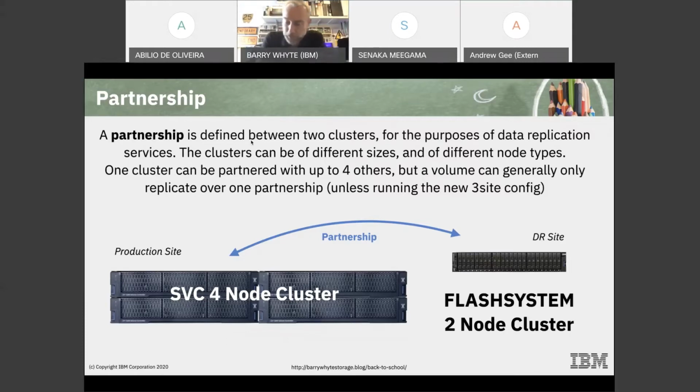The caveat on this, and I haven't covered too much of that in this, is the new 3-site configurations that we're supporting as of earlier this year. And there are some links to some red papers talking about those at the end.